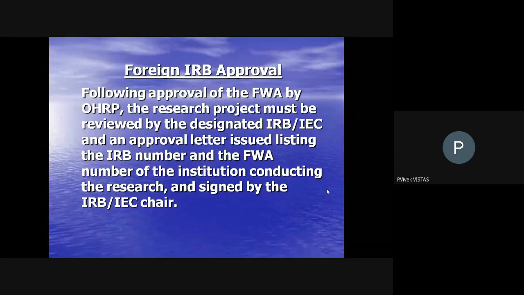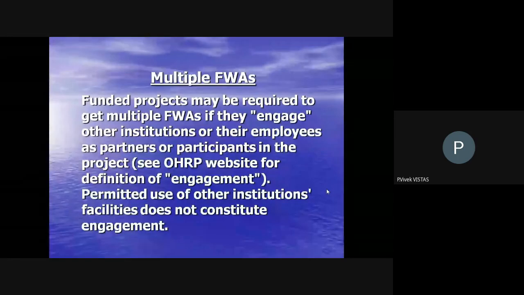OHRP is the overall agency, the Office for Human Research Protections. Below that is the FWA, Federal Wide Assurance, and below that the agencies are the IRB and IEC. Okay? So when we do a research project, it will be reviewed by the IRB and IEC. They will give one number from the IRB and one number from the FWA. So these things must be verified and signed by both organizations. It will be further verified by OHRP.